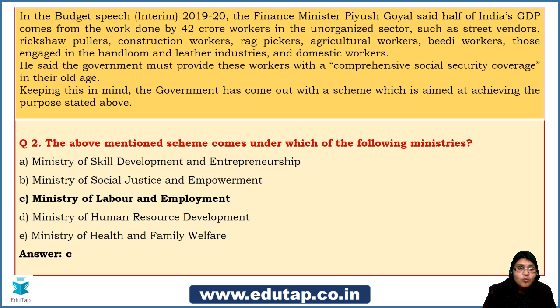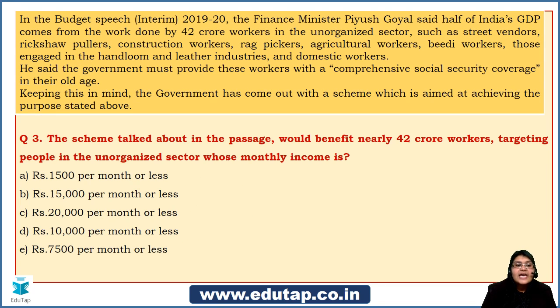Fine. Now let's move on to the next important question, friends. The scheme talked about in the passage would benefit nearly 42 crore workers, targeting people in the unorganized sector whose monthly income is what? Now friends, this question, if you clearly look at it, we are talking about the eligibility criteria, right? Whenever you're going through a particular scheme, it is very important you look out for the eligibility criteria. That can be a probable question, friends.